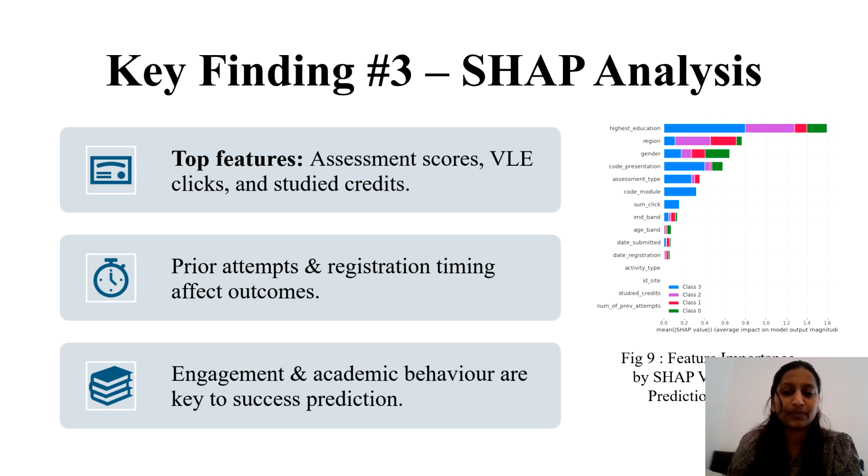and then in key finding 3, SHAP analysis, we're going to discuss the SHAP analysis. In this, the top features are assessment scores, VLE clicks, and studied credits. Then the prior attempts and registration timings affect outcomes. The engagement and the academic behavior are key to success prediction. These are the features which describe the SHAP of the prediction.